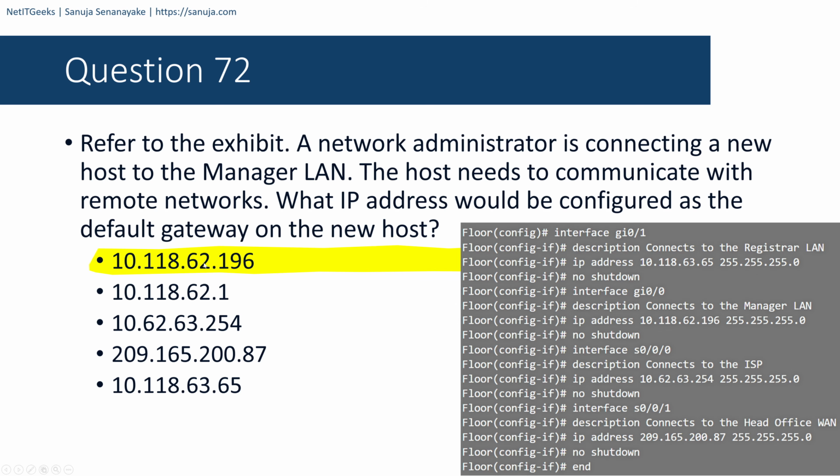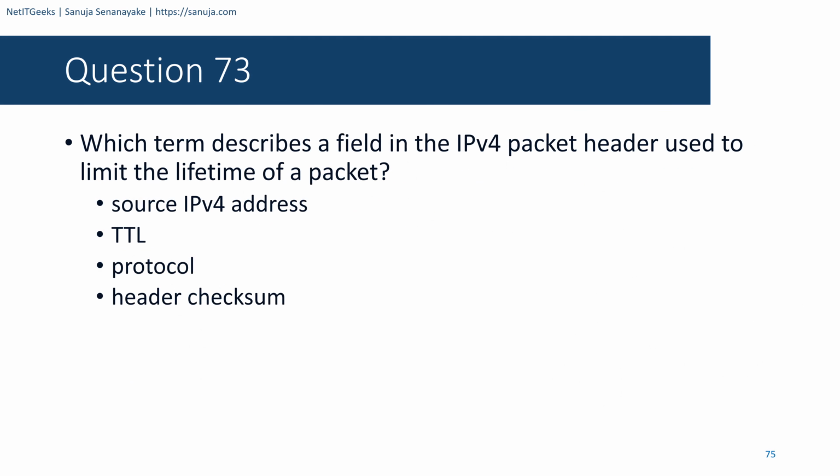That's going to be 10.118.6.196. That will be this guy. The reason is because they clearly label this as the manager LAN, and the IP address associated with this interface of the manager LAN is 10.118.6.196 with a 255.255.255.0 subnet.